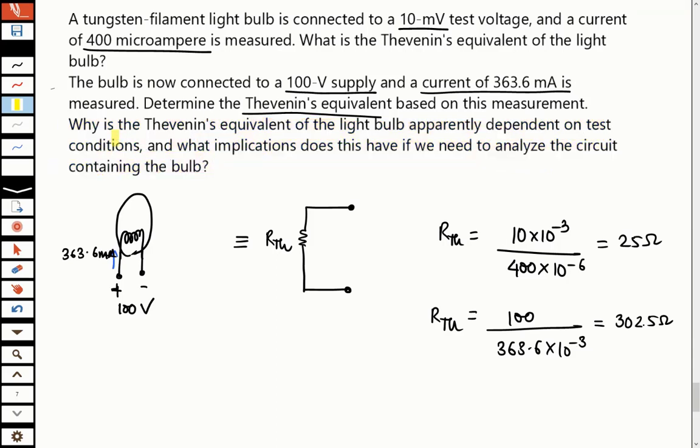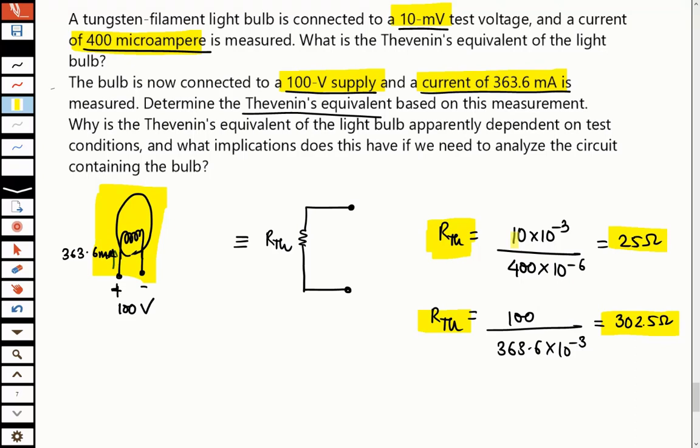So understand the question here. Okay, so we have the same light bulb. It is the same light bulb, right? And we notice that in one test condition, it gave us some Thevenin equivalent, and in another test condition, if we connected it to a larger voltage, it has given us some other Thevenin equivalent, right? So why is this Thevenin equivalent dependent on test condition? It should not be dependent on test conditions, right?